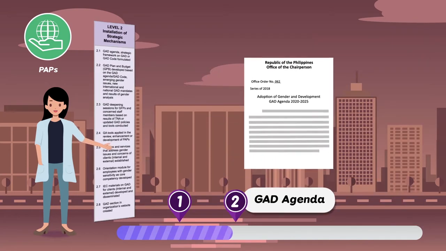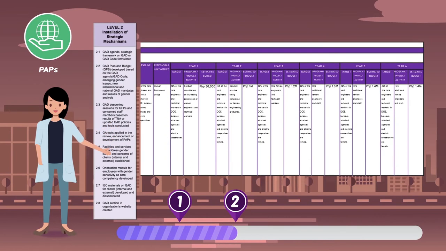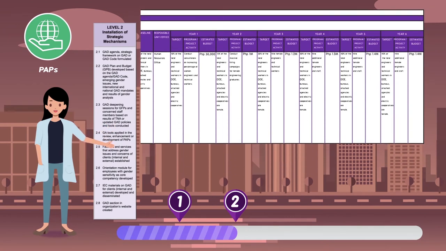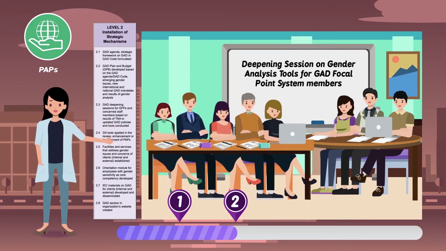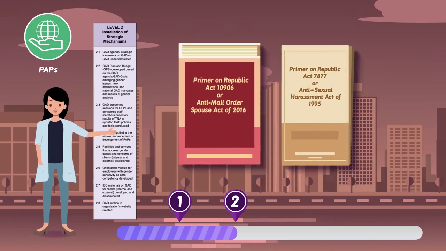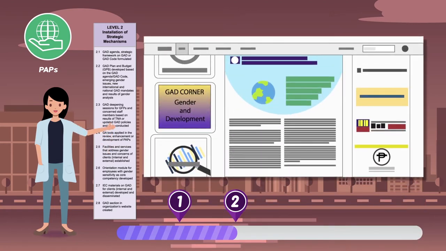At level 2, the organization already has a GAD agenda or strategic framework to guide its gender mainstreaming efforts. Deepening sessions for GFPS members and concerned staff members are also conducted, especially on the application of gender analysis tools. Lastly, IEC materials are customized for the organization's use and a GAD section in the website is planned or set up.